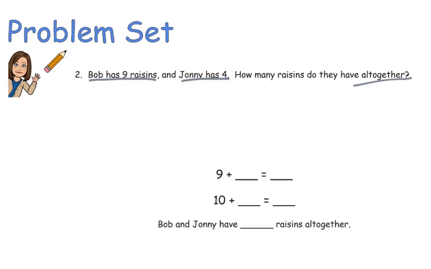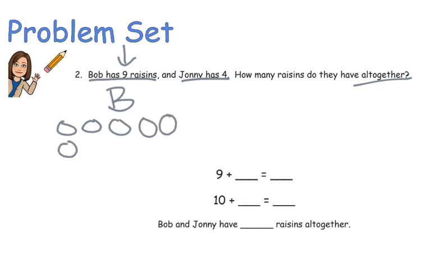Okay, so this time we need to draw our own picture. So that's what we're going to do first. First we're going to put a B for Bob, and then we're going to draw 9 circles because he has 9 raisins. 1, 2, 3, 4, 5, 6, 7, 8, 9.